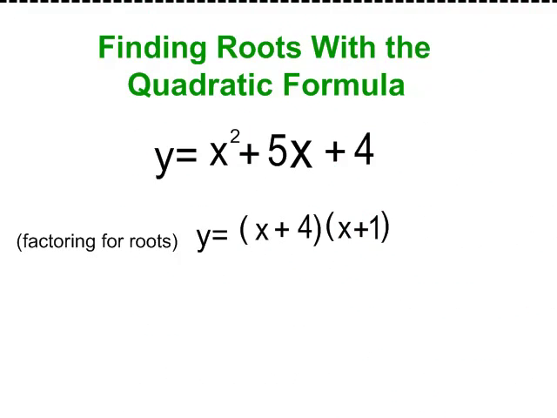And this is a fairly simple trinomial to factor. It factors out into the two binomial components, x plus 4, x plus 1. And of course, that tells us that the roots are -4 and -1, just as we always knew.